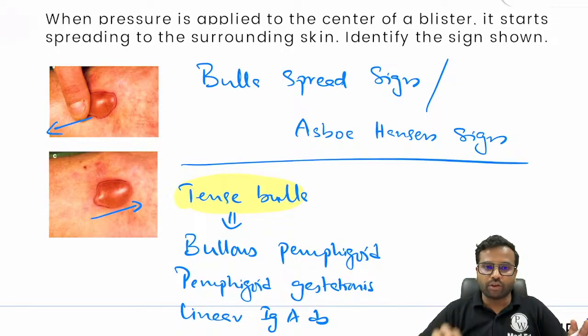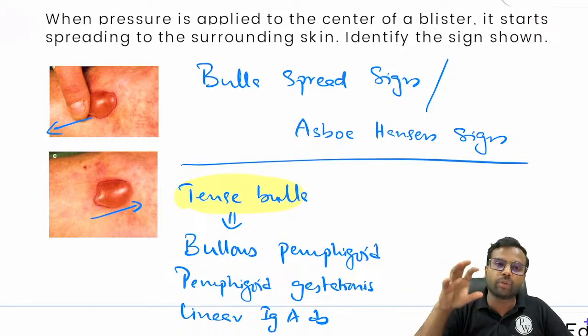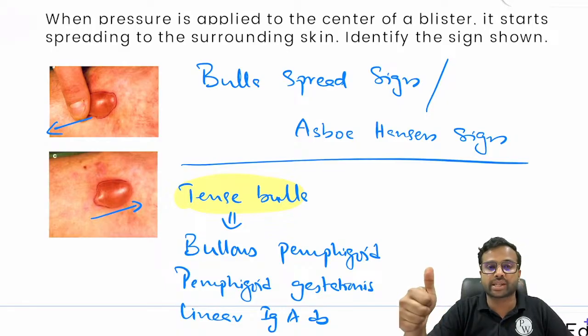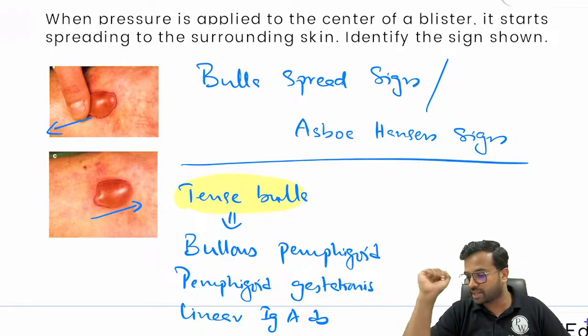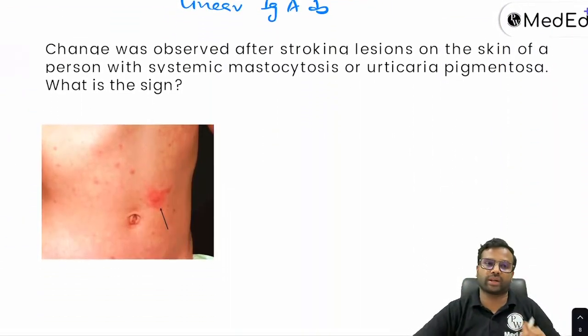So please keep this. Flaccid bulla, आप Nikolski sign देख सकते हो. या फिर tense bulla, you will be able to appreciate an Asboe-Hansen sign या a bulla spread sign. So that is all about this sign. So now moving ahead to the next one.